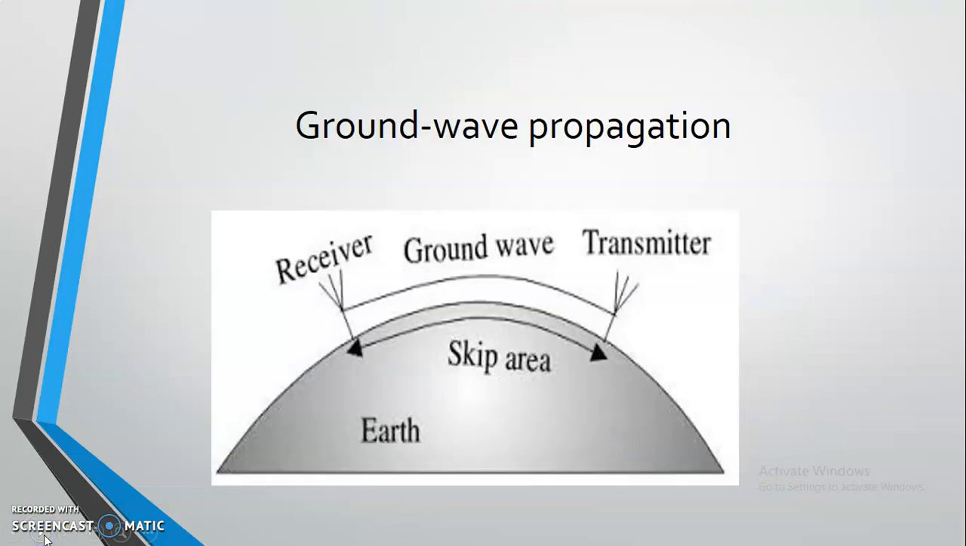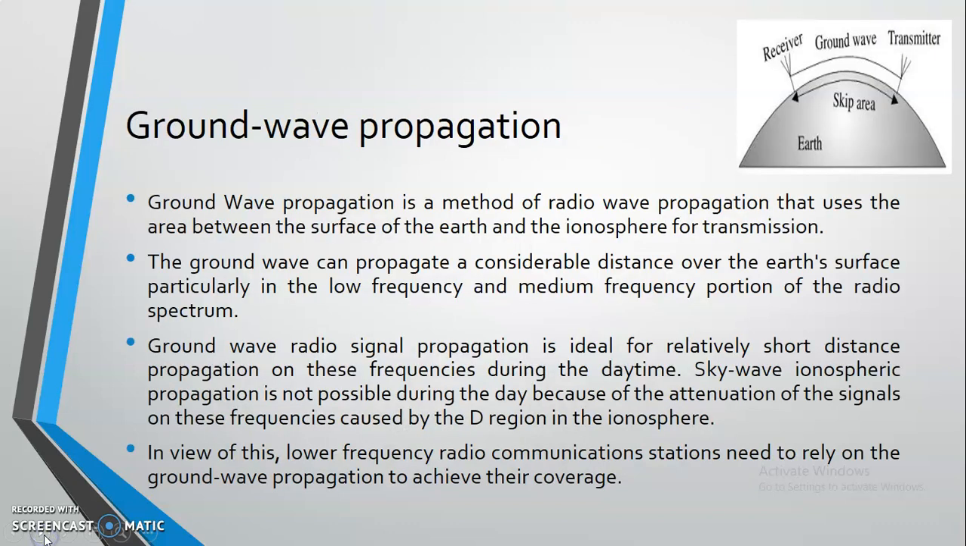Ground wave propagation. This is the image representing the ground wave propagation. Ground wave propagation is a method of radio wave propagation that uses the area between the surface of the earth and ionosphere for transmission. Ionosphere is something in the atmosphere. The ground wave can propagate a considerable distance over Earth's surface, particularly in the low frequency and medium frequency portion of the radio spectrum. We saw that in the radio spectrum.